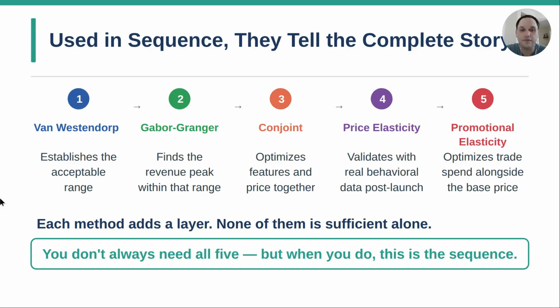Price elasticity fourth. Post-launch. It validates the chosen price against real demand. And promotional elasticity alongside price elasticity to make sure your trade spend is generating real returns. Each layer adds information. None of them is sufficient on its own for a high-stakes pricing decision.